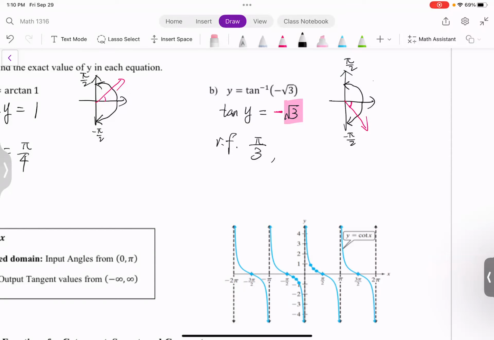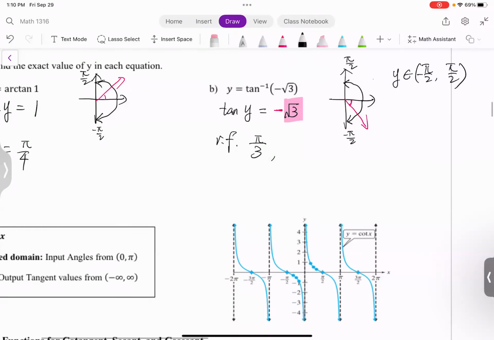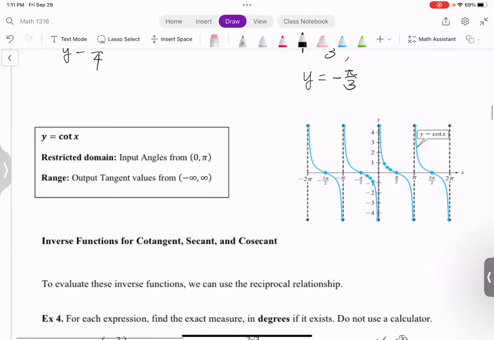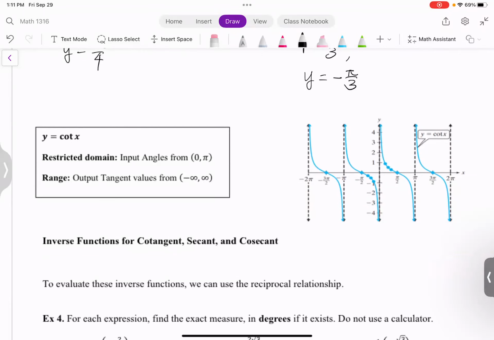But this is the reference angle and my domain of the y. So y is between negative half pi and half pi. So when it's in the fourth quadrant, I cannot say rotate counterclockwise. I need to rotate clockwise this way. So I'm having y equals negative pi over 3. Okay, so this is the way how we found the sine, cosine, tangent inverse function.